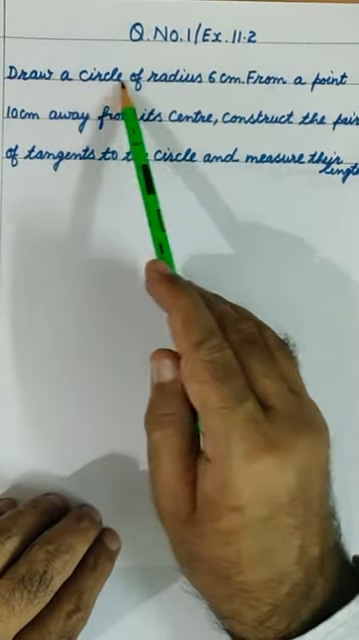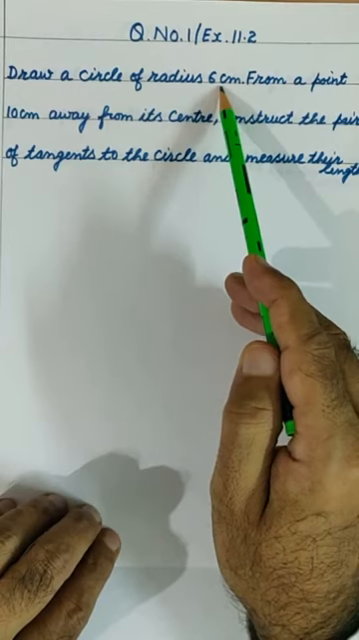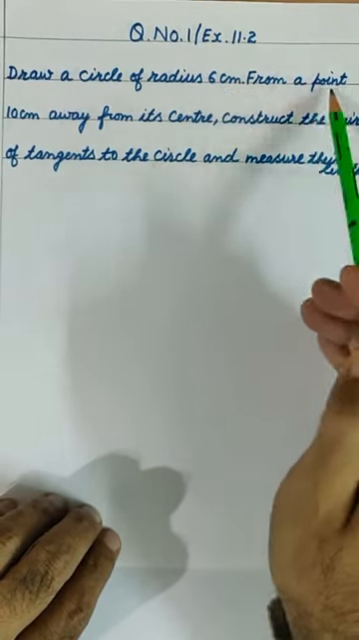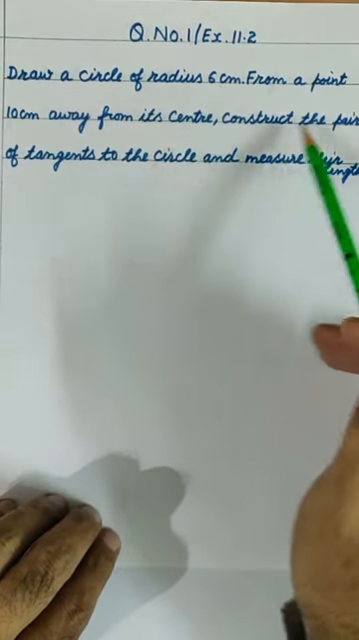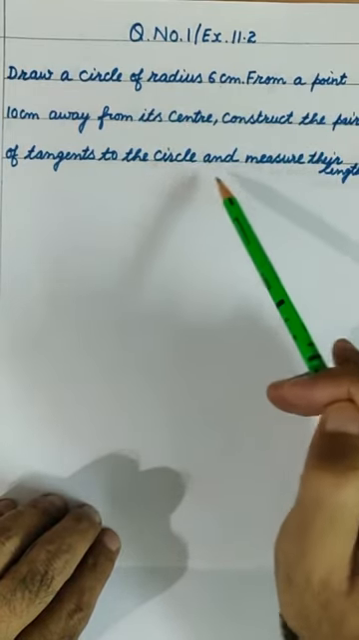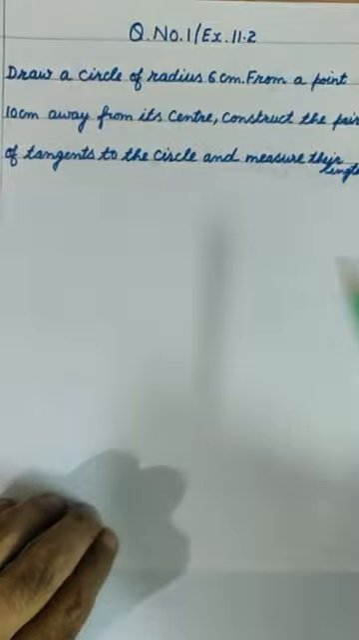The question is: draw a circle of radius 6 centimeter. From a point 10 centimeter away from its center, construct the pair of tangents to the circle and measure their length.